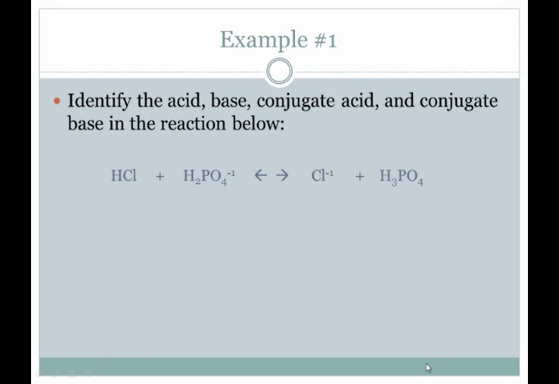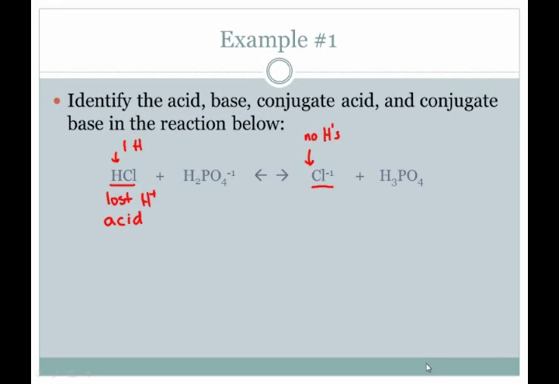Identify the acid, the base, the conjugate acid, and the conjugate base in the reaction below. In order to do this, I need to look at what I'm starting with, for instance, HCl, and then I need to look over to the products and see what HCl becomes. And I see that HCl becomes Cl minus. And what I notice is that here I started with one H, and over here I have no H's, which means that HCl lost an H. That's the definition of what the acid does. So HCl must be my acid.